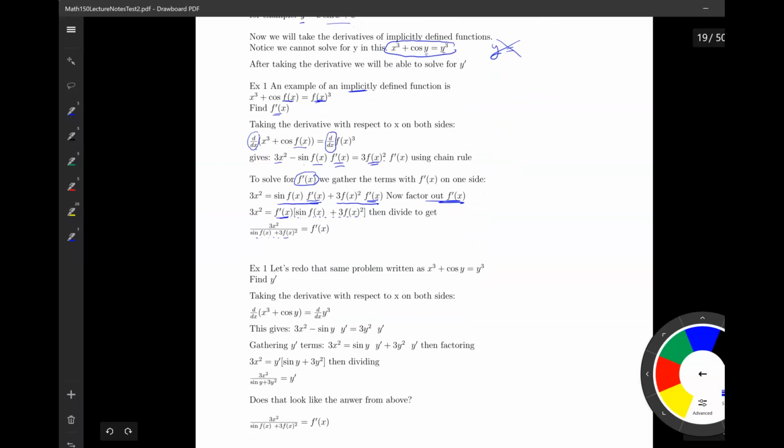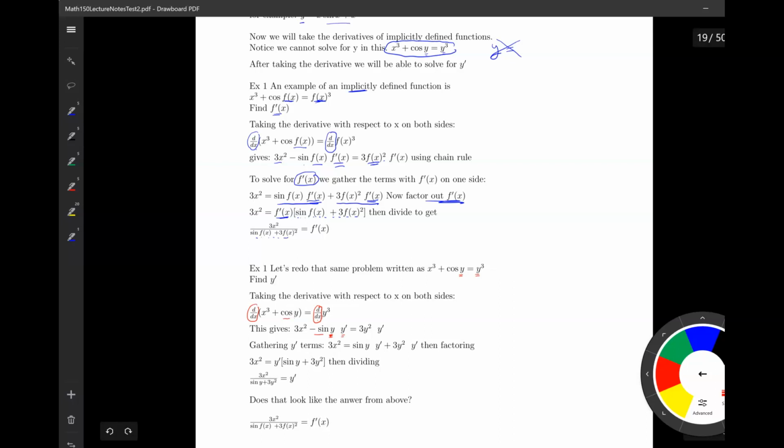All right, let's redo that same problem, only instead of f, I'm going to leave it as y. So again, I want you to know and think that you're taking the derivative with respect to x. So the derivative of x cubed is just 3x squared. To take the derivative with respect to x of cosine of y, that tells you that there's a function inside. So you take the derivative of cosine, you get negative sine, you carry that function along, and then you multiply by the derivative of the function, y prime.